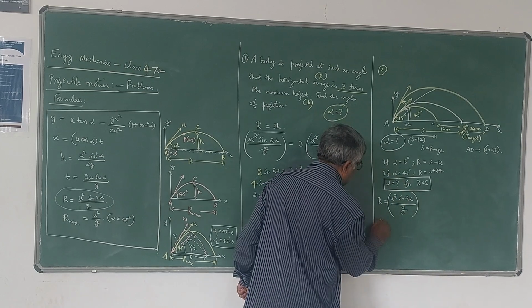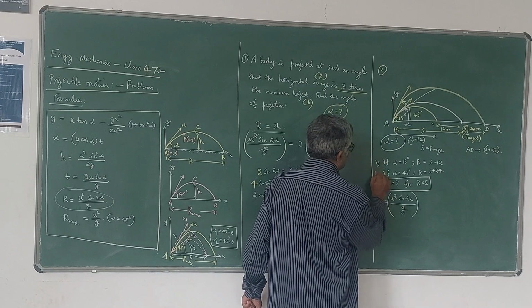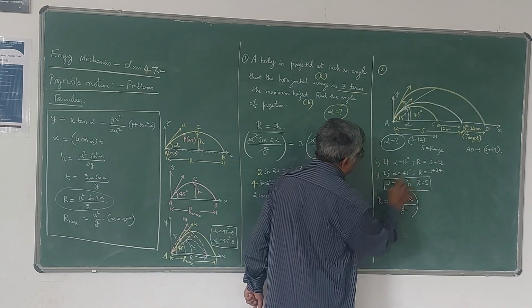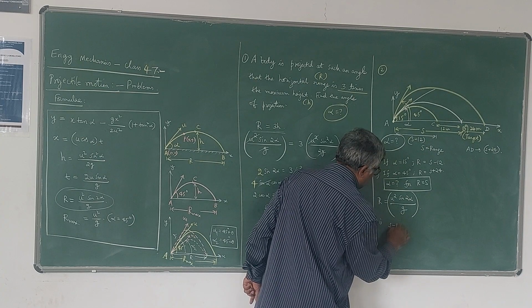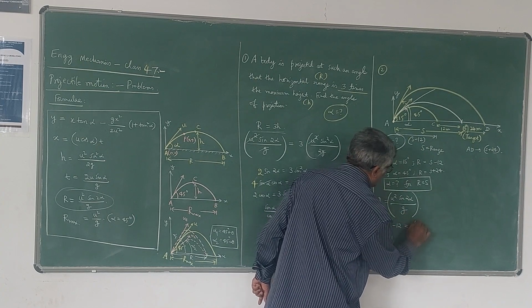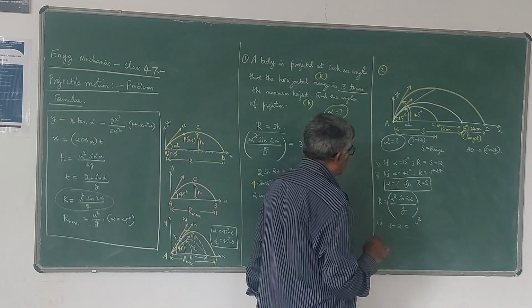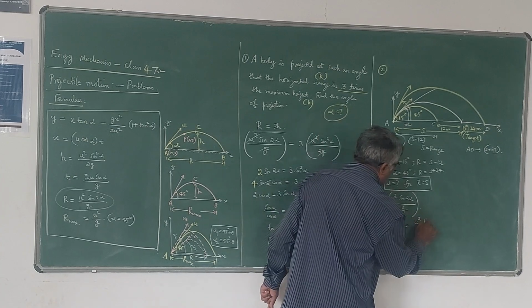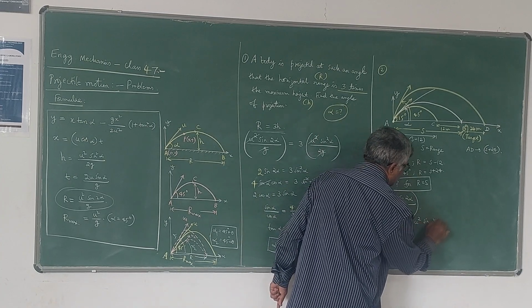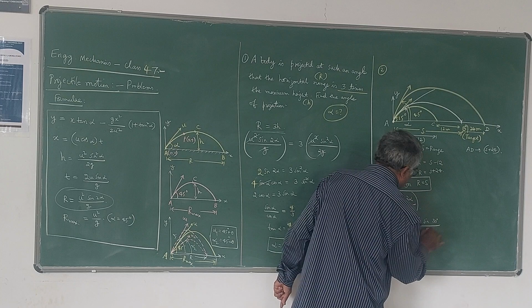So for the first case, alpha 15 degrees, we substitute R as S minus 12. So S minus 12 is equal to U square, we don't know the value of U, U square sin 2 alpha, which means sin 2 into 15 degrees, that is sin 30 degrees, divided by G.